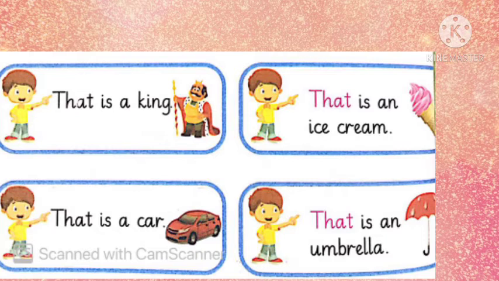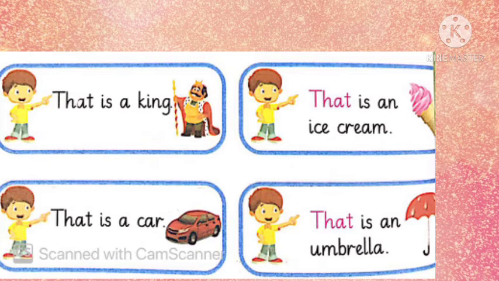Look at the next picture. Here is an ice cream. Ice cream begins with I. I is a vowel, so we will use article an. And ice cream is far from the boy, so we are using that. That is an ice cream.